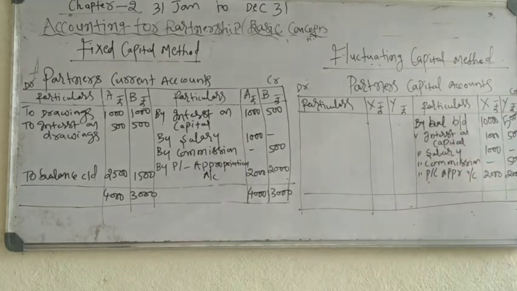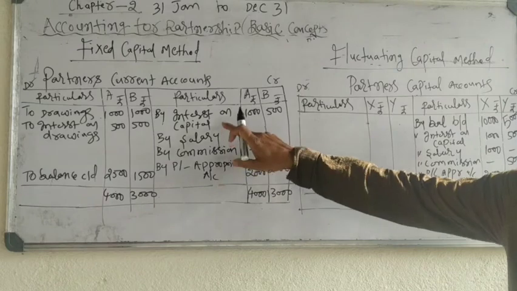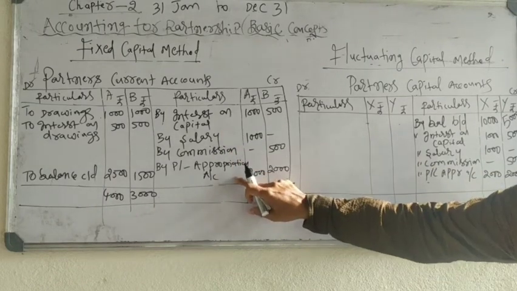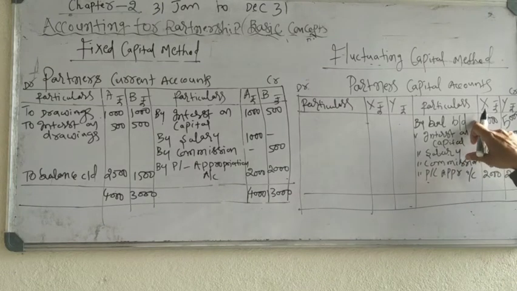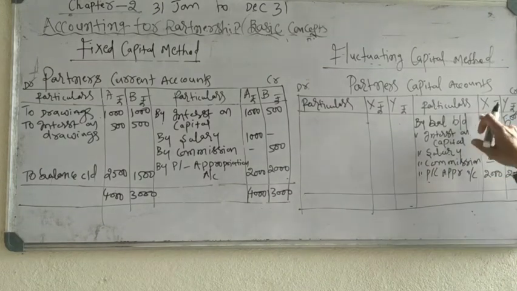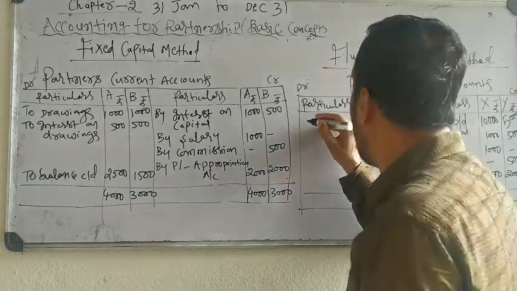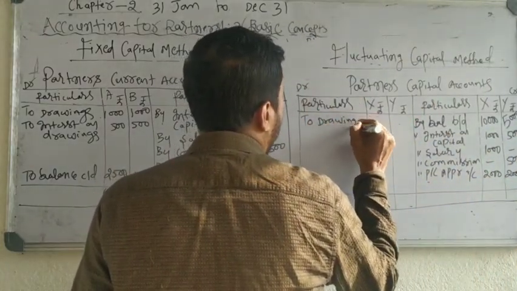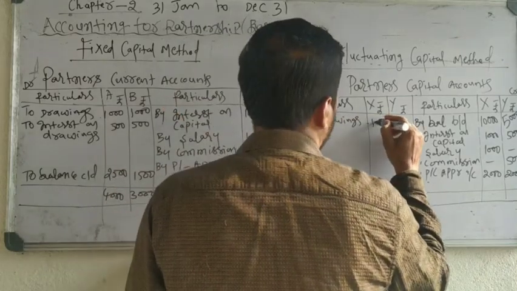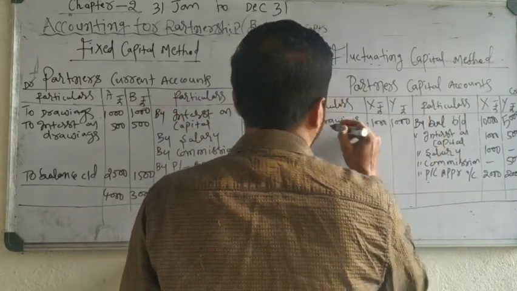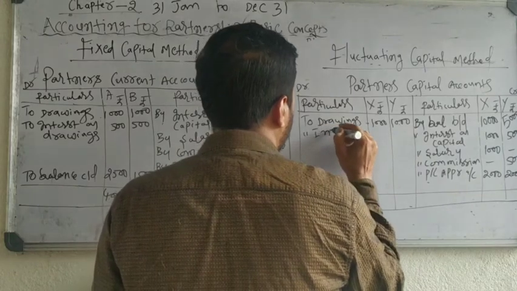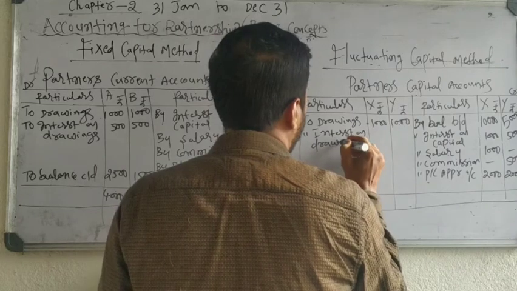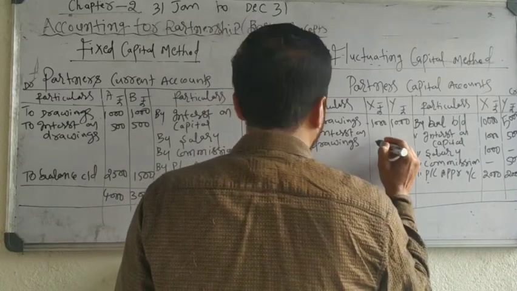See, one extra entry is there on the credit side. Here 4 entries were there: interest on capital, salary, commission, appropriation. You have recorded only adjustments, but here in this account you have recorded capital and also all the adjustments. To drawings, $1,000. To interest on drawings, 500.